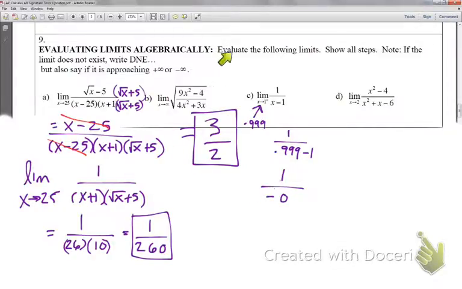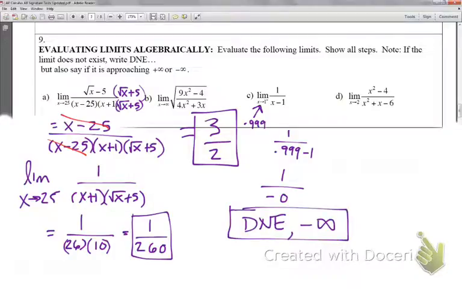And so if you read the directions, it says, note if the limit does not exist, write does not exist, but also say if it is approaching positive or negative infinity. So for the answer for this one, we're going to write that it does not exist as a limit, but also that it's approaching negative infinity. And so that's why we know that the limit does not exist.